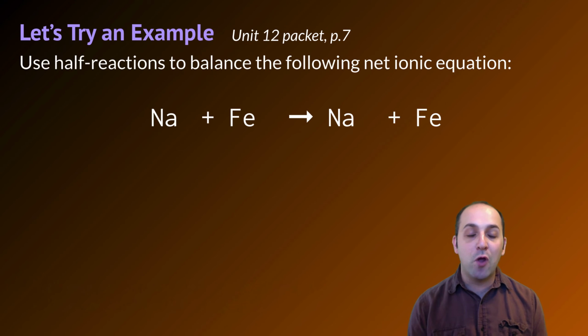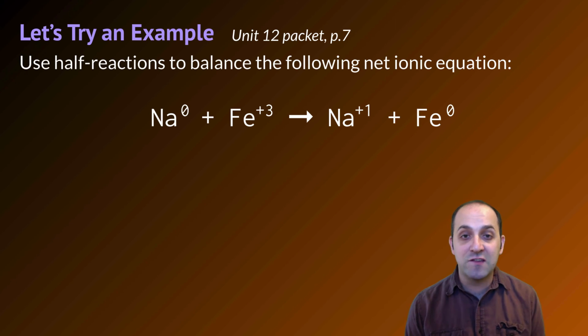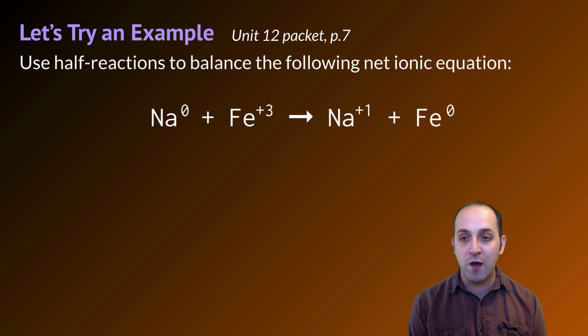Let's look at an example of using half reactions to balance an equation. Let's look at an example from our Unit 12 packet on page 7. We'd like to use half reactions to balance the following net ionic equation. So here we see Na0 plus Fe3+ yields Na+1 and Fe0.